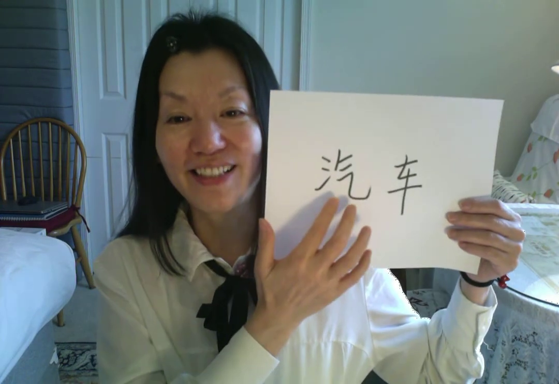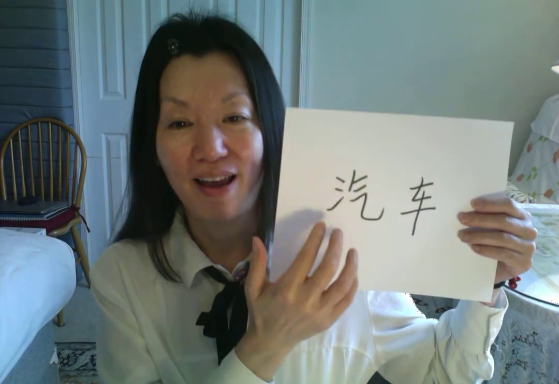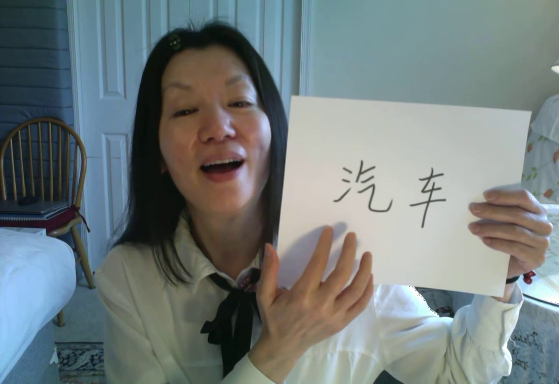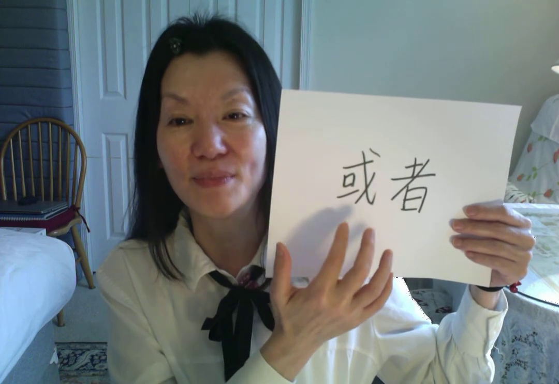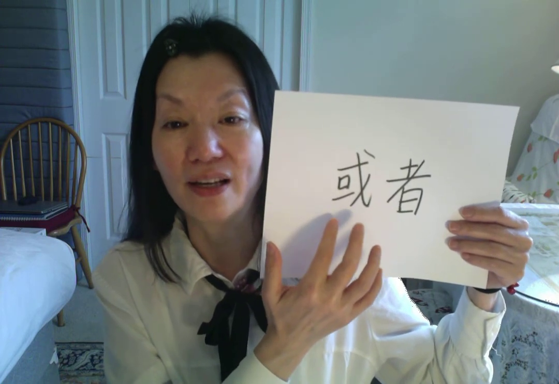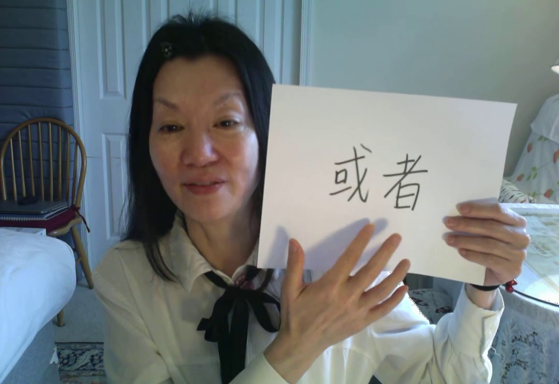Automobile. Automobile in Chinese, we say 汽车. Automobile, 汽车. Okay. Or, 或者, is for statements, not for questions. When you use an or in a statement, use 或者. Okay, let me see.